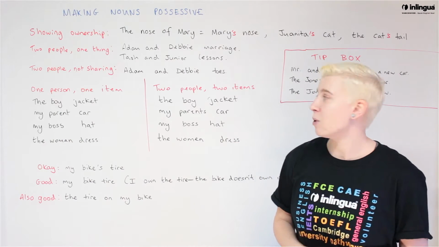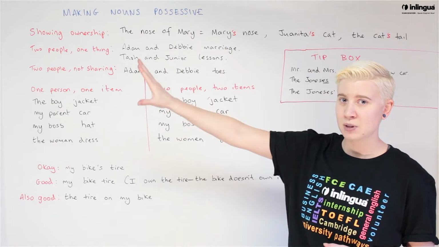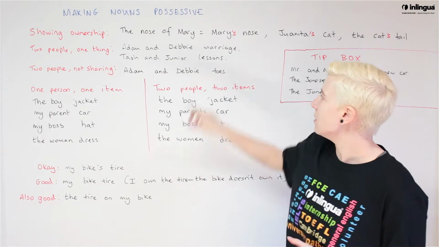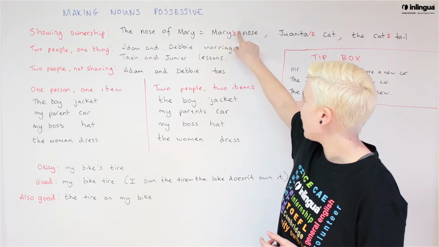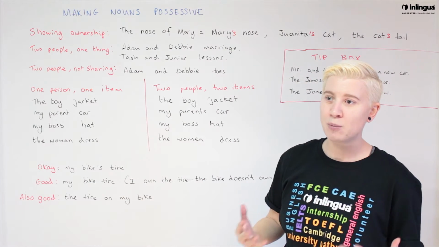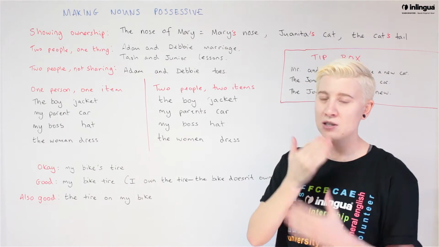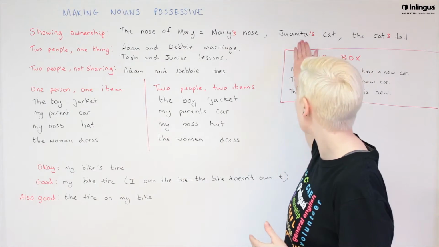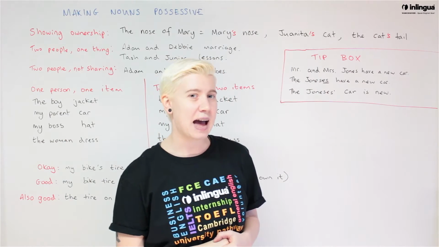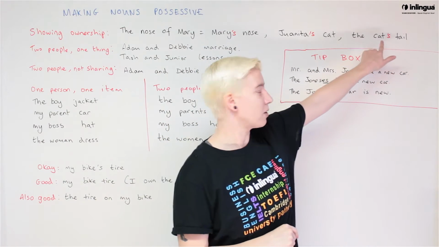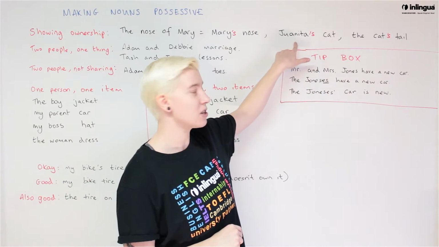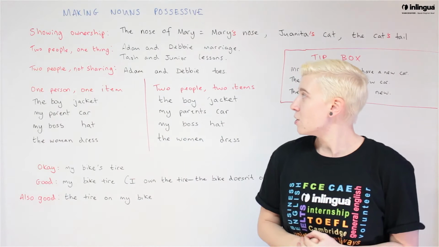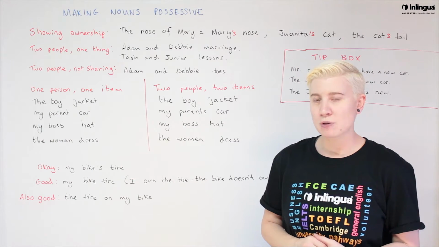For example, the nose of Mary becomes Mary's nose. You can see apostrophe S. We add the apostrophe S and we know that the nose belongs to Mary. So Tash's nose, Tash apostrophe S. Juanita's cat, the cat's tail. The tail belongs to the cat belongs to Juanita. These are possessive. So sharing ownership, not too difficult.